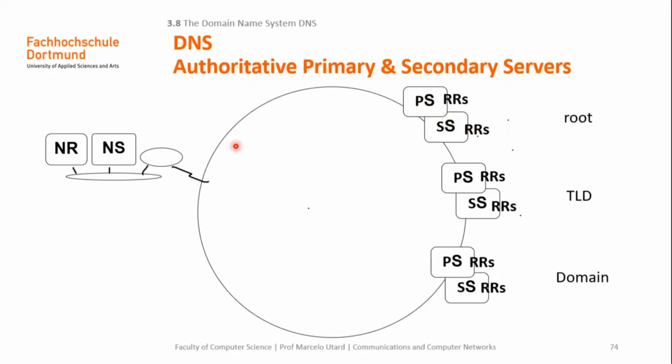Then what is important to know is when the resolver asks the caching only name server here, and this name server asks something to one authoritative server in a zone, it's not important if the primary server is not available. What is important is that at any time, any authoritative server of a zone could respond to any query from the internet.